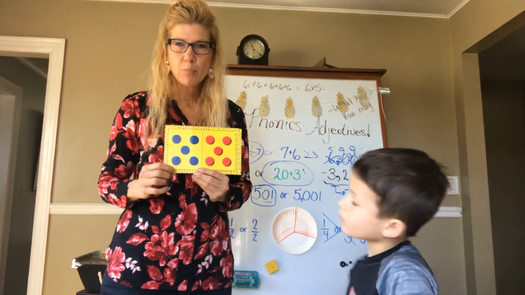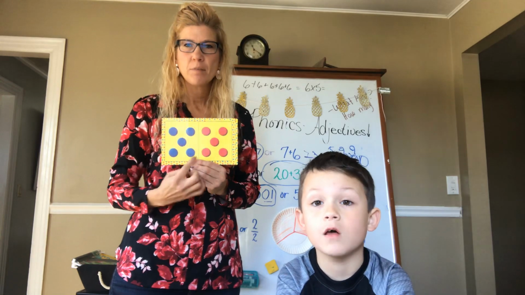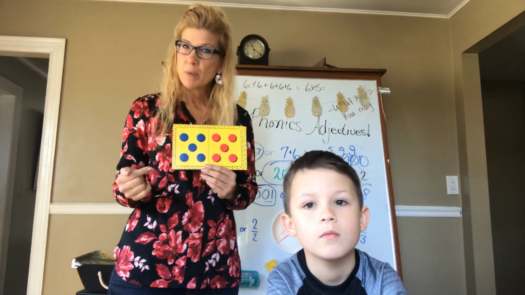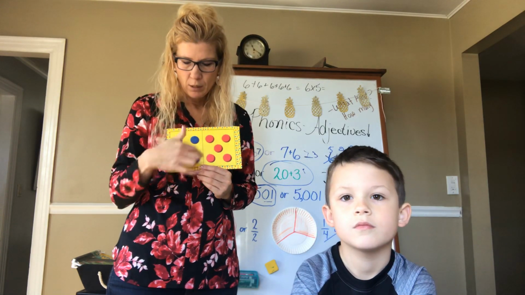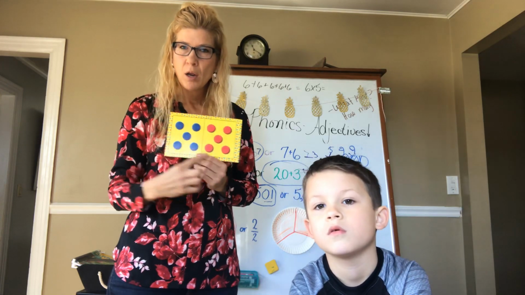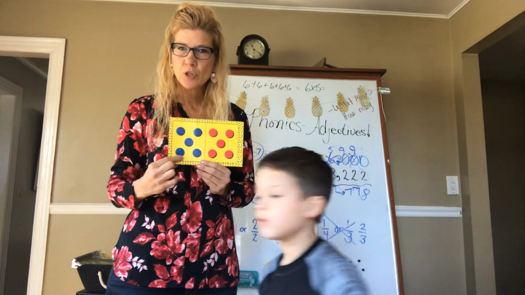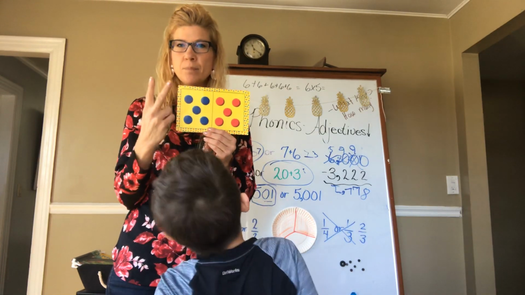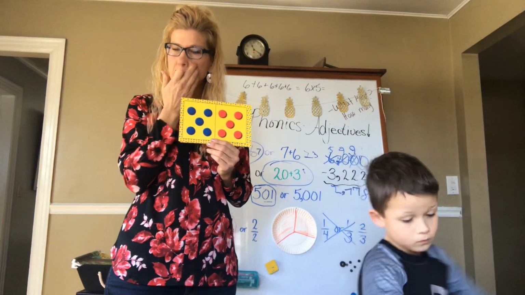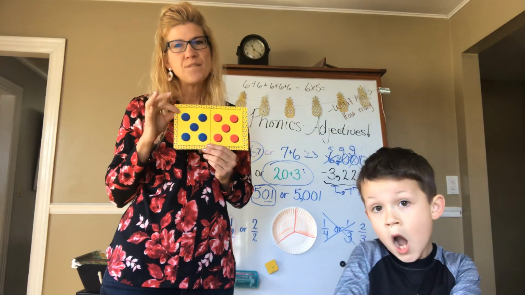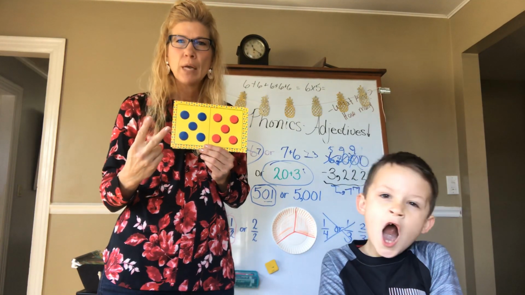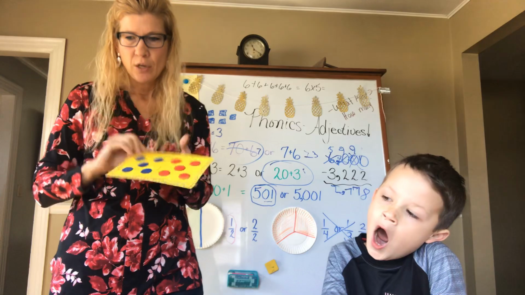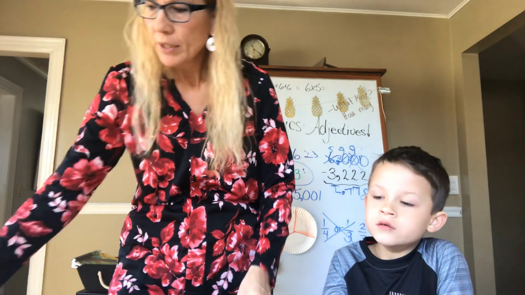Let's try one more. We have an addition problem. You should have said 5 plus 5 equals 10. Now let's make it a multiplication. How many are in each group? There are 5 in each group. How many groups of 5 do you see? You see 2 groups of 5. So my multiplication problem would be 5 times 2 equals 10. Good job.